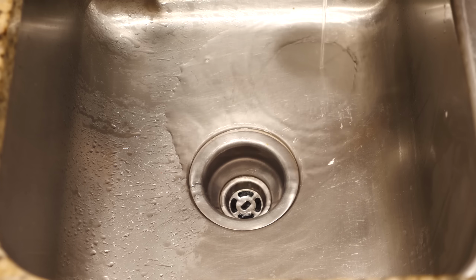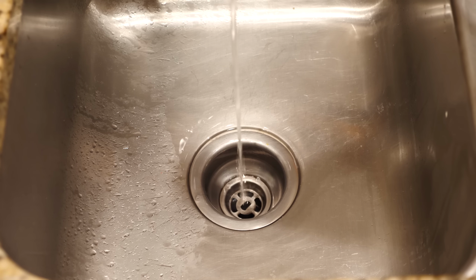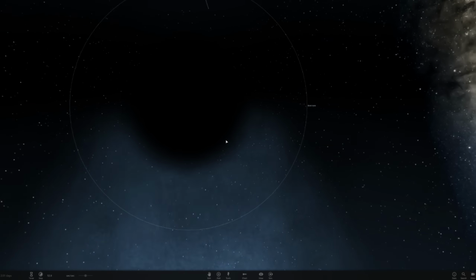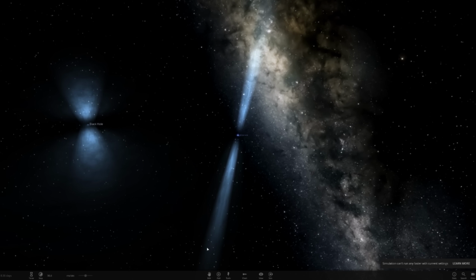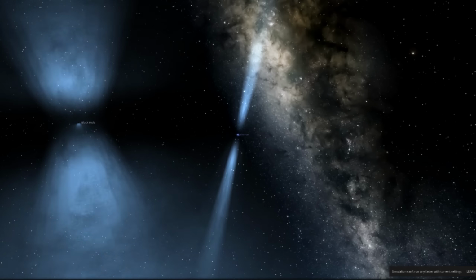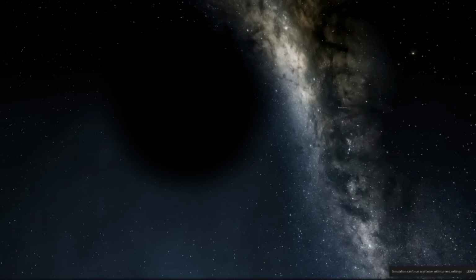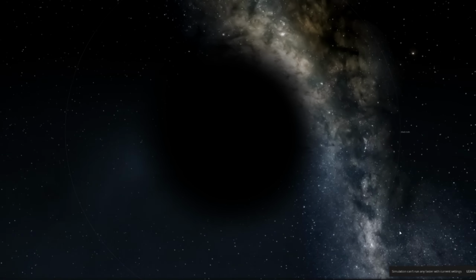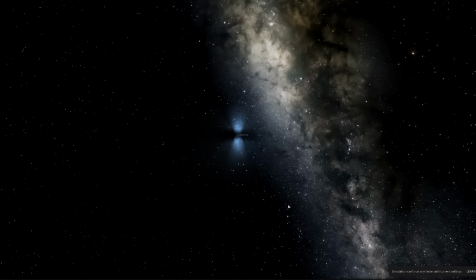So now this is the easiest simulation you'll ever see. What happens when a black hole and a white hole combine? Well, you can see that the black hole just swallows up the white hole. Okay, now let's see what it would look like in real life. So just like in the sink experiment, the black hole basically swallowed up the white hole.